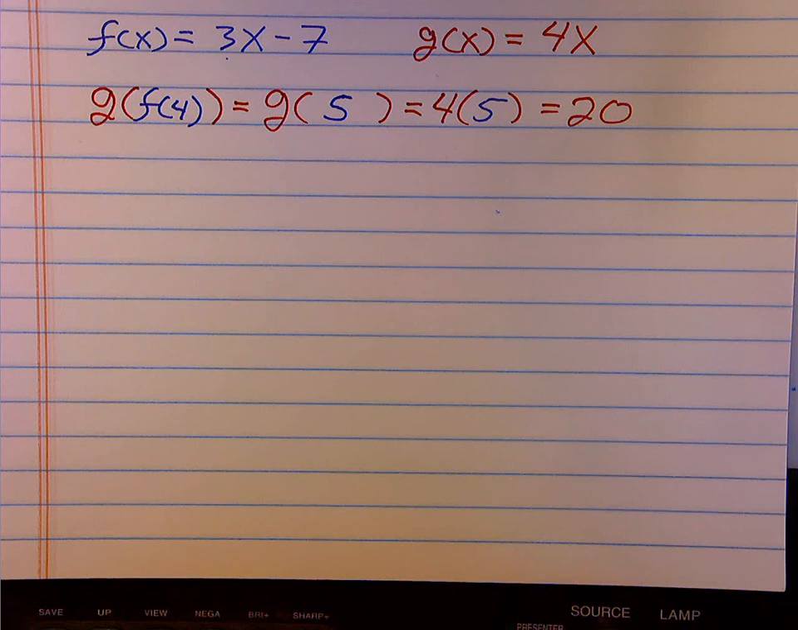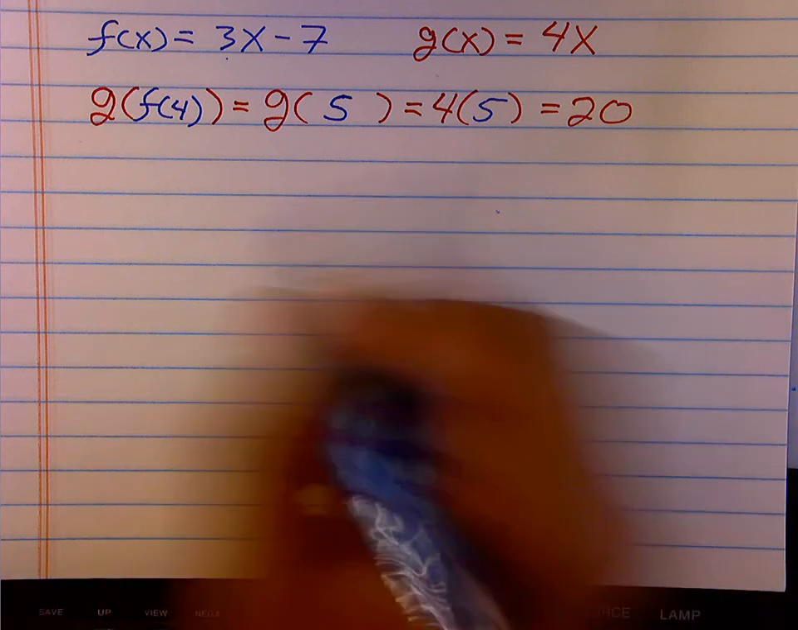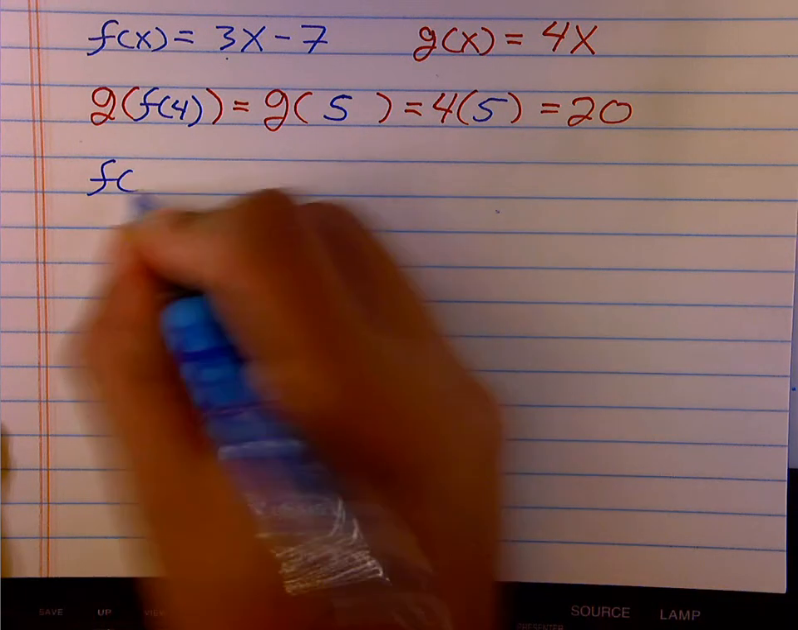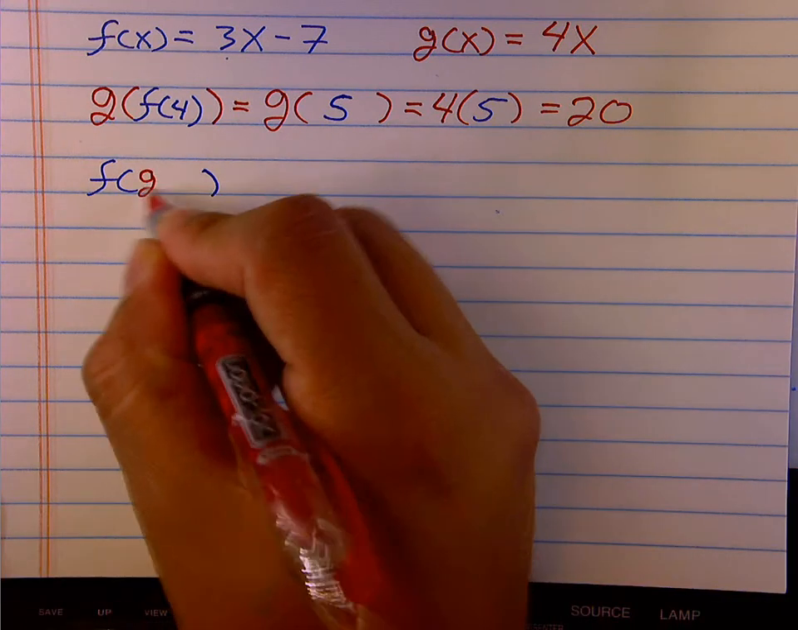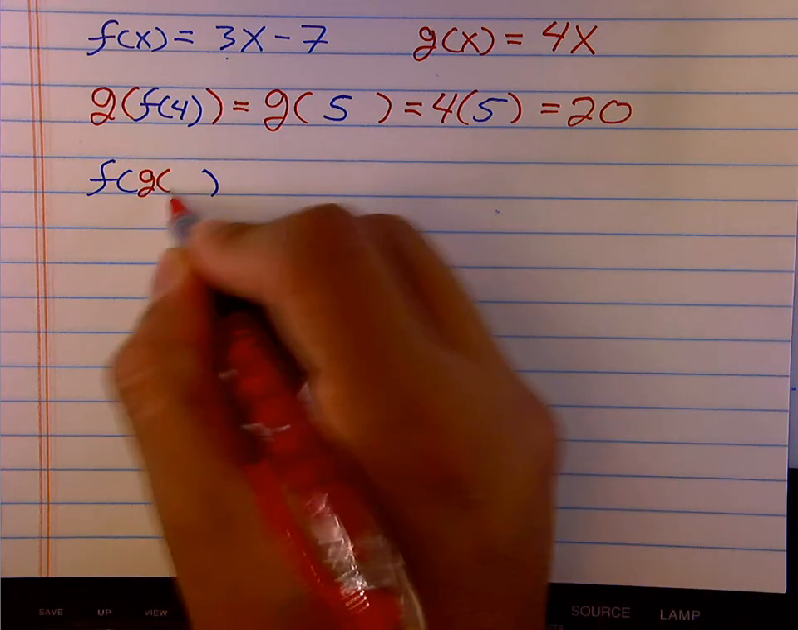Also, I can flip the direction. I can go F of G. Let's do of 4.